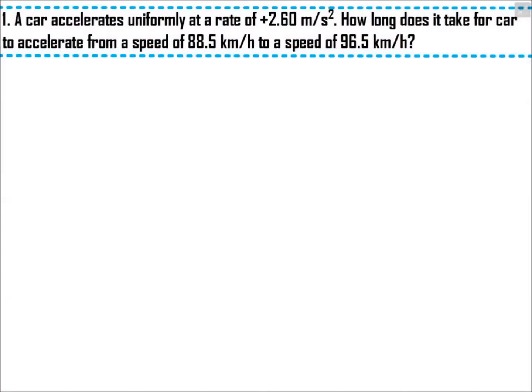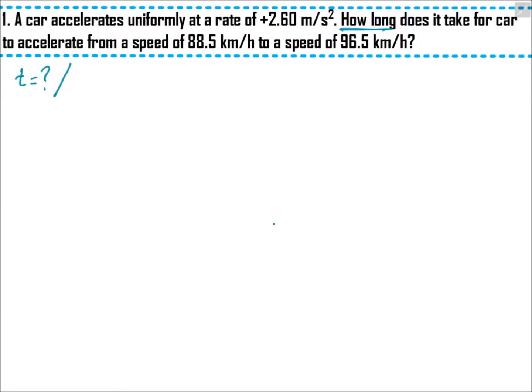Welcome everyone. In this question it says a car accelerates uniformly at rate of 2.6 meter per second square. How long does it take for a car to accelerate from speed 88.5 km per hour to speed of 96.5 km per hour? And in this question it says how long. That means it's asking time first of all. We have to find time. And we have an initial velocity and the final velocity.